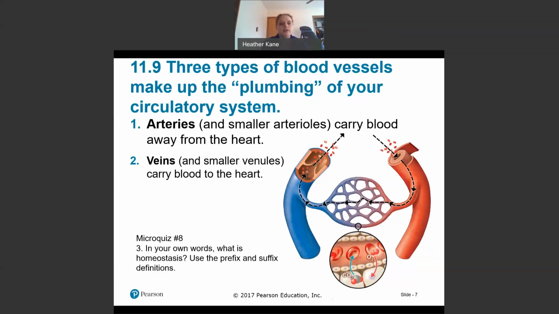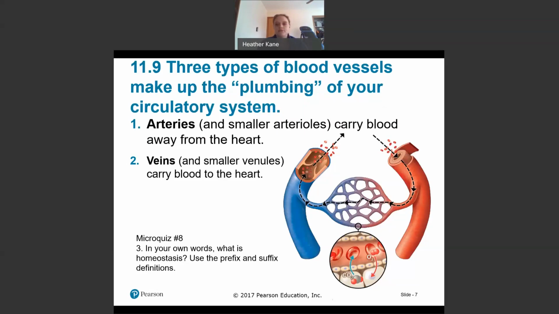Veins are going to carry blood to the heart. So they're going to carry blood to the heart from our other cells that have already used up that oxygen, have already used up those nutrients. So what is in the blood within the veins? They are going to include waste products as well as carbon dioxide.